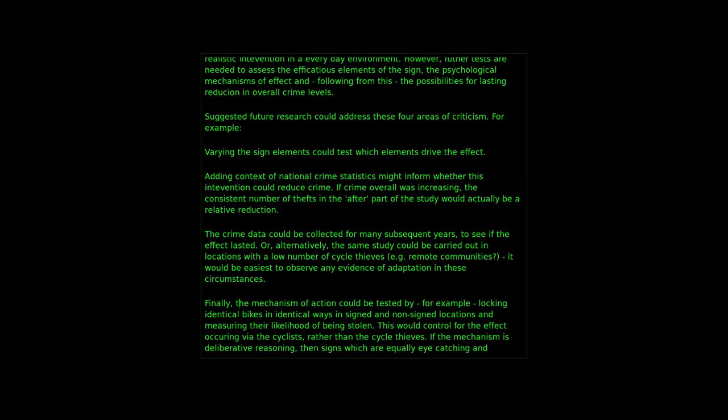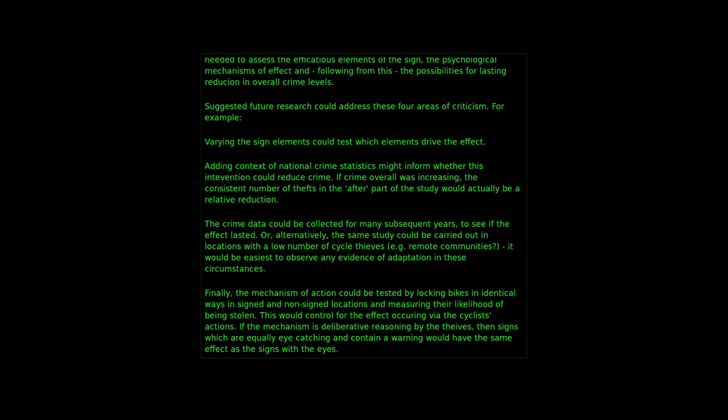Finally, the mechanism actually could be tested by locking bikes in identical ways in signed and non-signed locations and measuring their likelihood of being stolen. This will control for the effect occurring via the cyclists' actions. If the mechanism is deliberative reasoning by the thieves, then signs that are eye-catching and contain a warning would have the same effect as signs with the eyes.